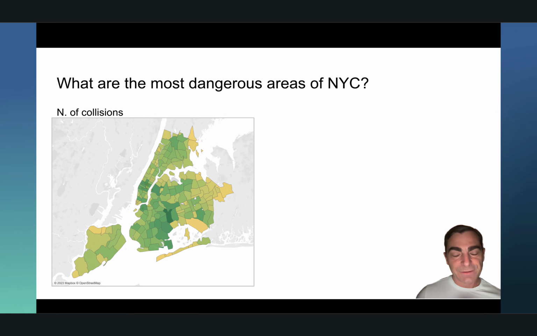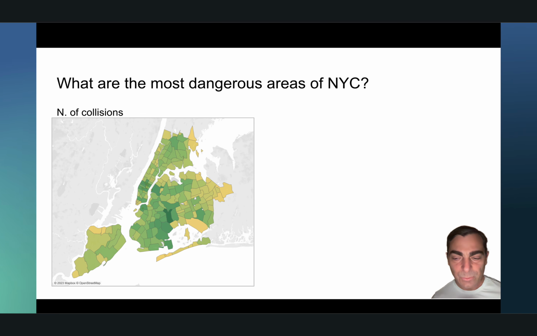So if I have vehicle collisions in New York City, and I ask, what are the most dangerous areas of New York City? And I show you this map where every region represents a zip code, and the color represents the number of collisions. And once again, I ask you, what are the most dangerous areas of New York City? You would probably look at the darkest spot on the map and think, this is the place. This is where it's really dangerous, right?